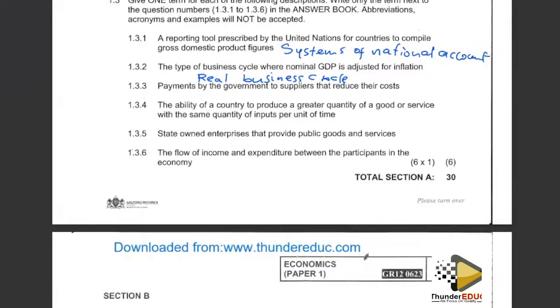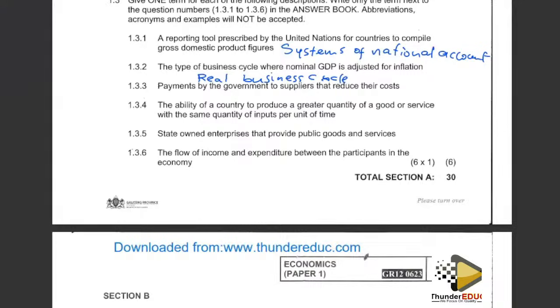It is 1.3.3. 1.3.3 reads as follows: payments by the government to suppliers that reduce their costs. Reduce their costs, yes. So this payment should benefit consumers, those who buy goods and services. And if we check into account, the business should always make sure that they minimize the cost. The government can also chip in to say, okay guys, you are supposed to spend this much, but on behalf of consumers, let us pay this amount. So this question calls for what we call a subsidy.